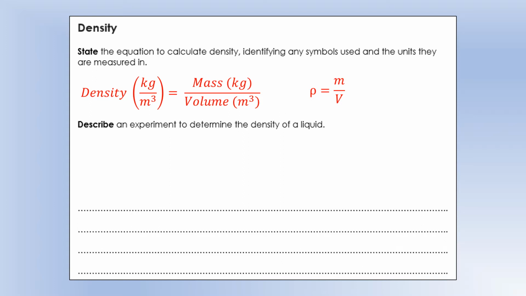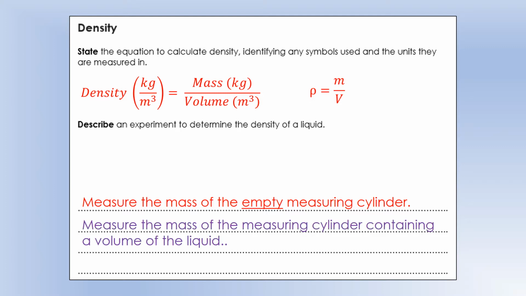So describe an experiment to determine the density of a liquid. So the problem with a liquid is it flows, so we're going to need some sort of container. So we would probably use a measuring cylinder. So what we want to do is determine the mass of the liquid. So we're first going to measure the mass of the empty measuring cylinder, and we'd measure the mass of the measuring cylinder containing a certain volume of liquid, and the measuring cylinder allows us to measure what that volume is.